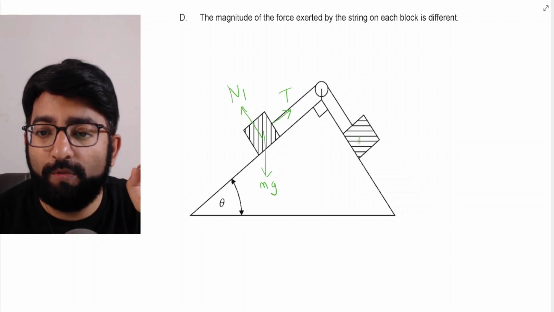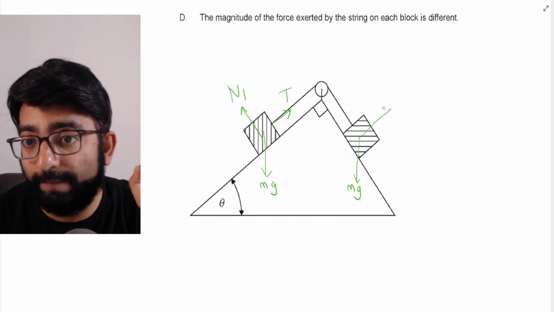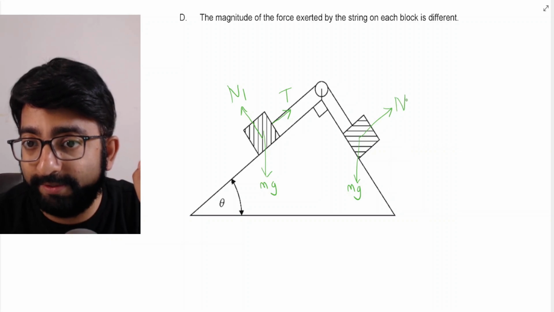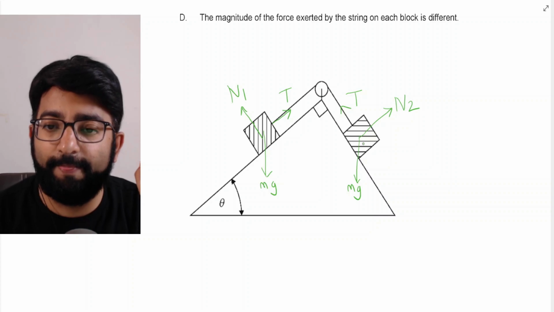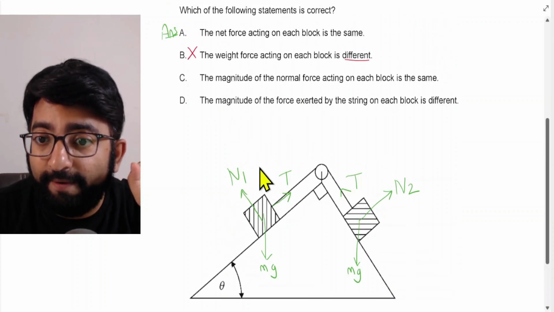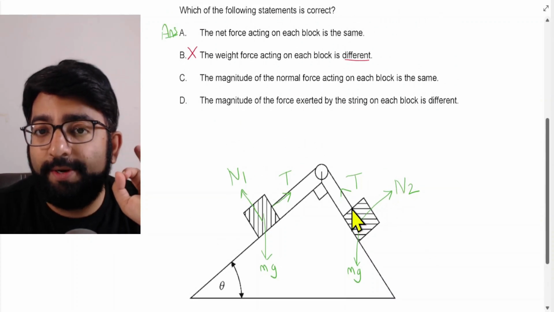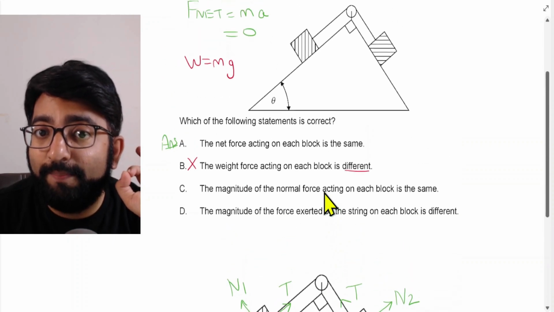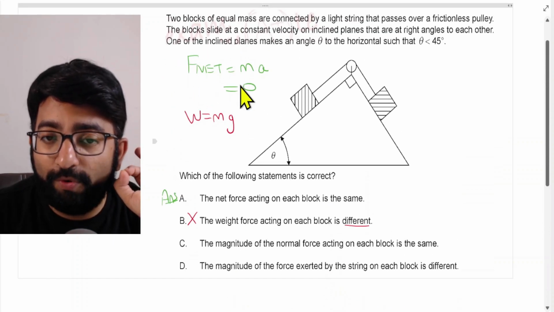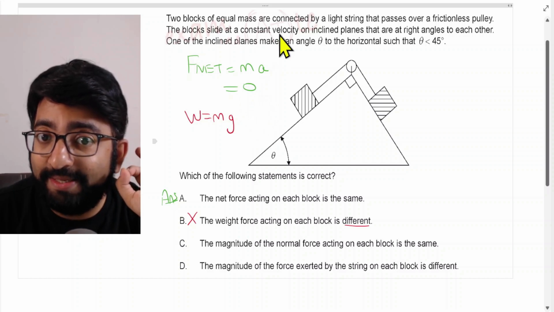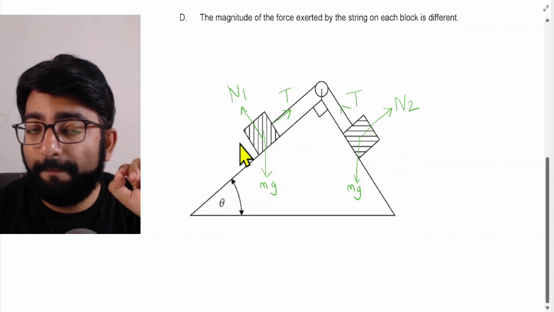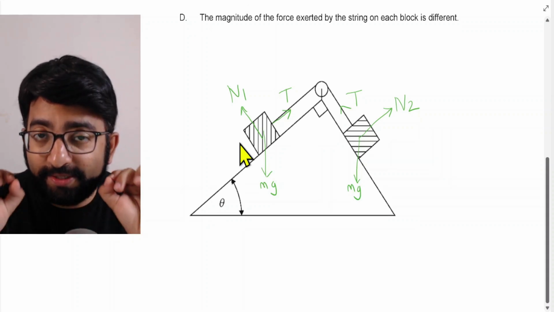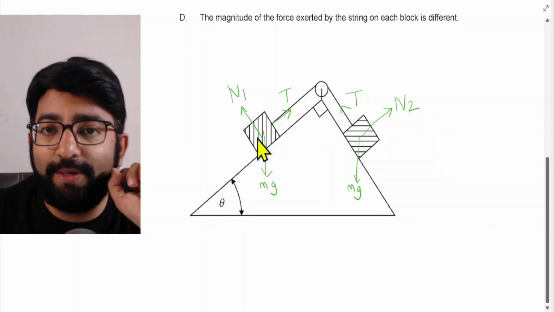Similarly, for the second block, we have the weight mg going downwards. The normal reaction will be perpendicular to the inclined surface. Let's call that N2, and the direction of tension will be this way. Now we need to figure out, are N1 and N2 the same or different? So how do we do it? Again, we employ the same concept that the net force acting on the block is zero since they are moving at constant velocity. Net force being zero means this is an example of translational equilibrium. Hence, we need to balance out forces.